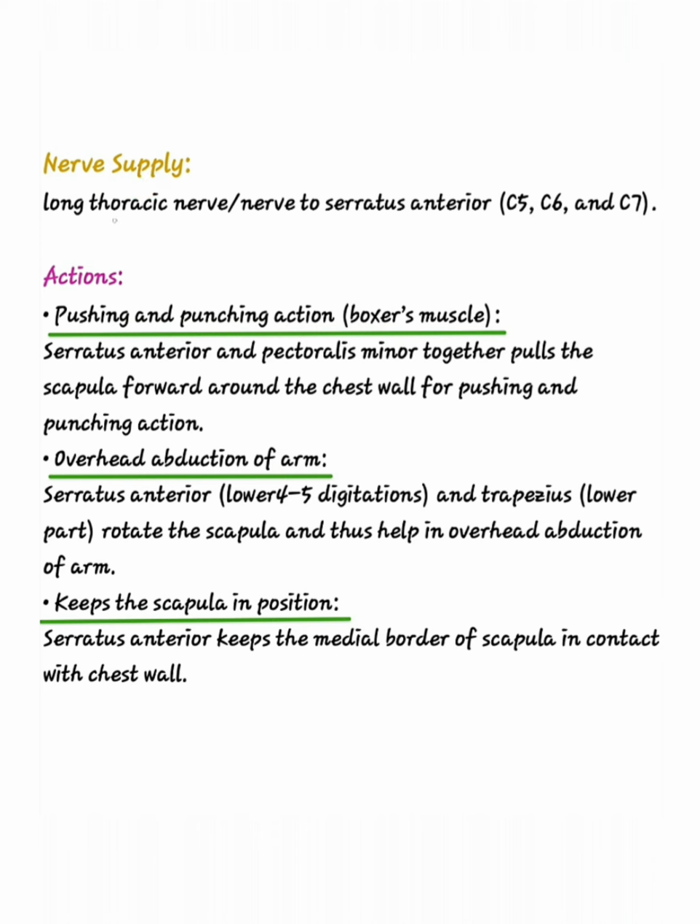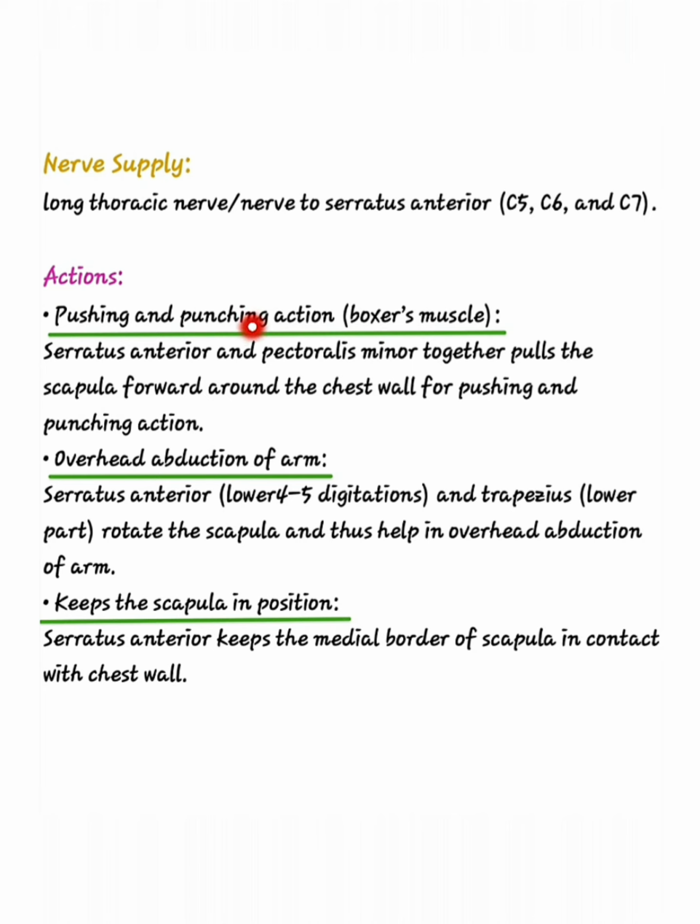Nerve supply: it is supplied by the long thoracic nerve, or nerve to serratus anterior. Root value C5, C6, C7. Actions: pushing and punching action.